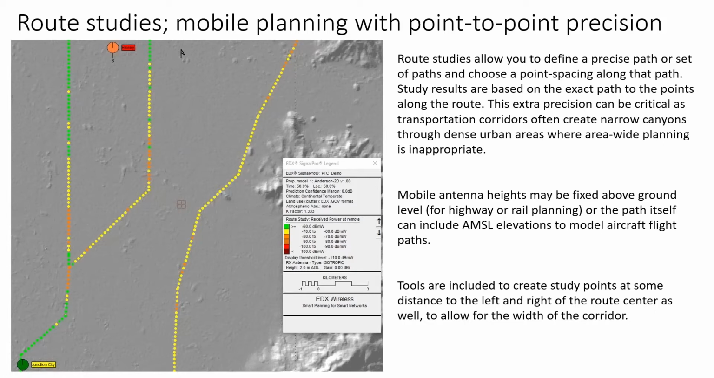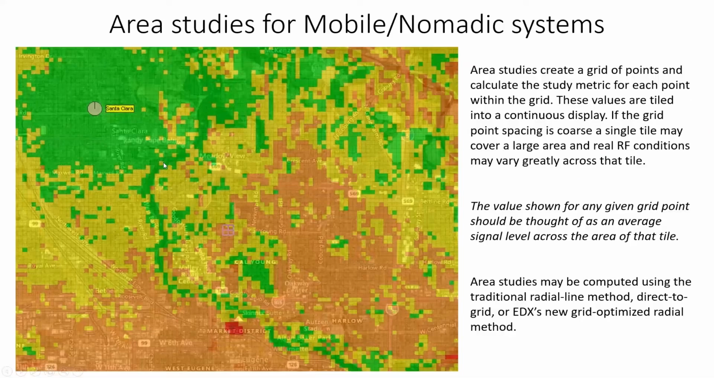And again, if I have really high resolution terrain and clutter data, those paths may be significantly different than what I would have calculated if I just used a standard area study and just looked at those area study grid bins and tried to look at the areas that line up with the track. For one thing, it's very hard to quantify coverage along some given transportation corridor from an area-wide study like that. It's hard to say I have 95% of the track covered, but also there's a lack of precision there.